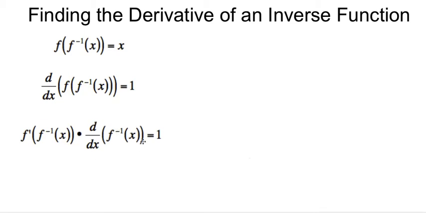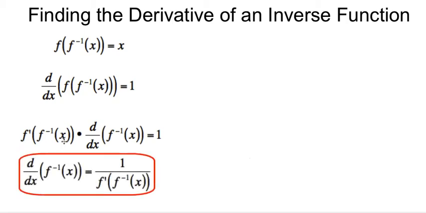So really all I'm trying to do now is to solve for this piece right here, and that will give me a formula or a function that I can use to find the derivative of the inverse. So simply we're just going to divide both sides by the derivative of f of the inverse of f, and we get this here. We're just going to get 1 over f prime at the inverse of f of x.